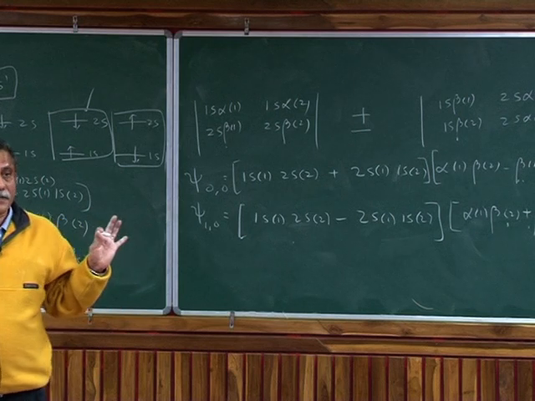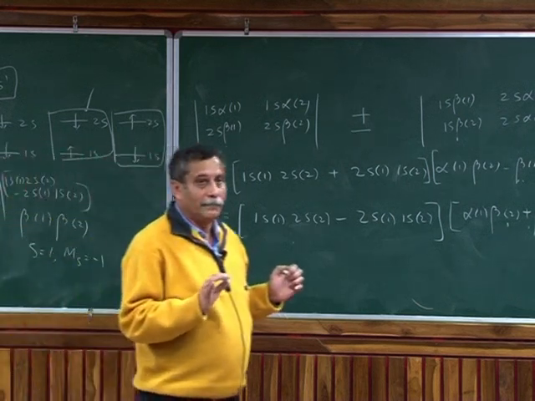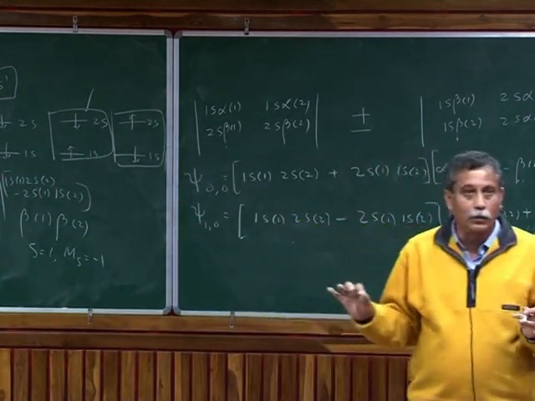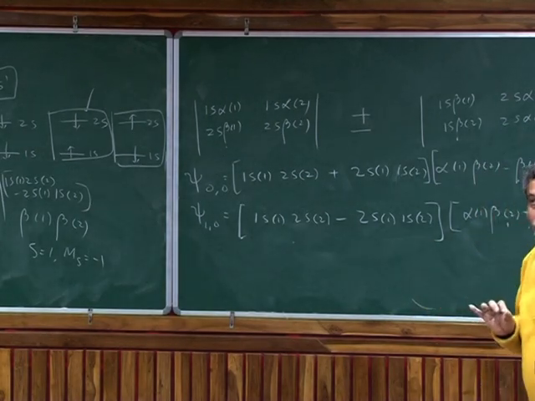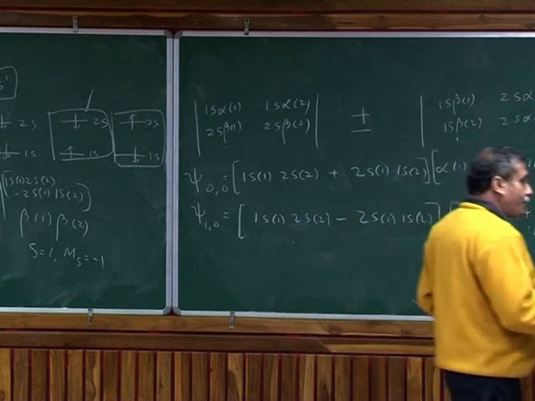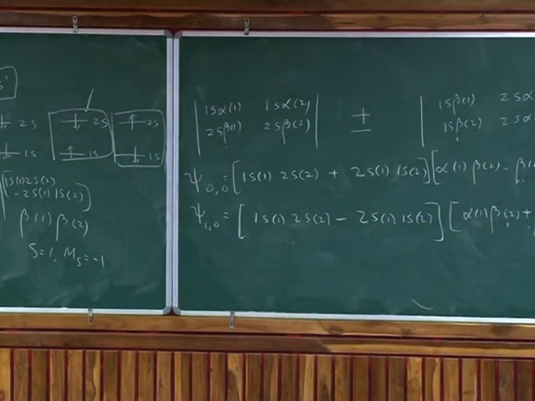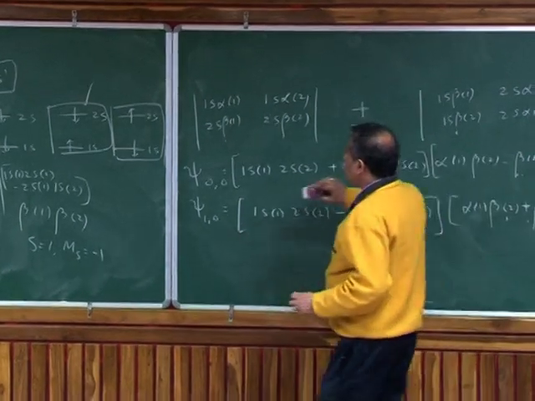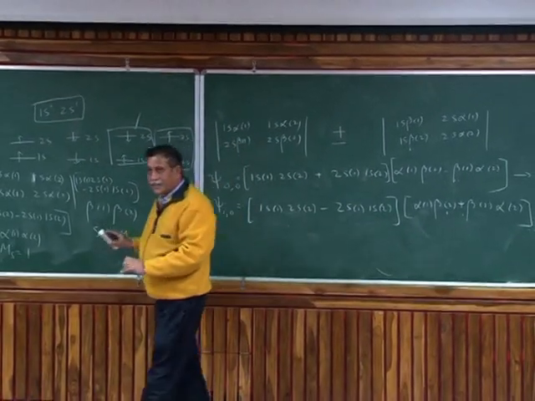How do I say this? There is a very nice rule. I will not prove the rule, I will just state it. The rule itself is very interesting: by looking at the determinant, I can tell if it is spin adapted or not. So I hope the two-electron part is clear.